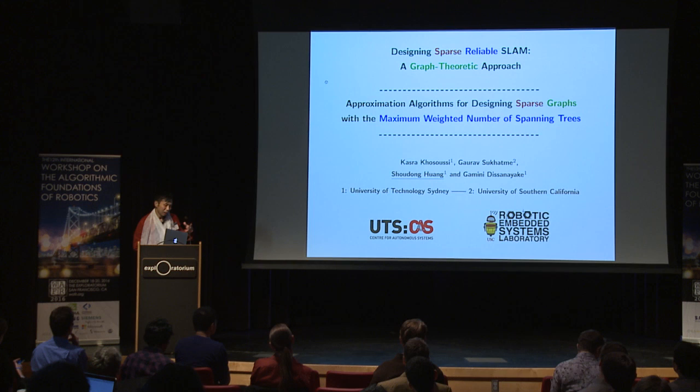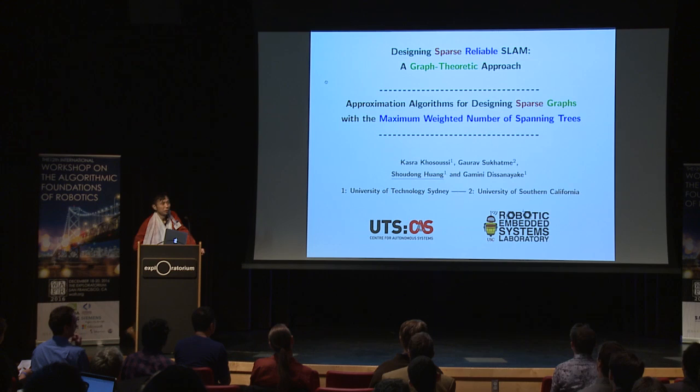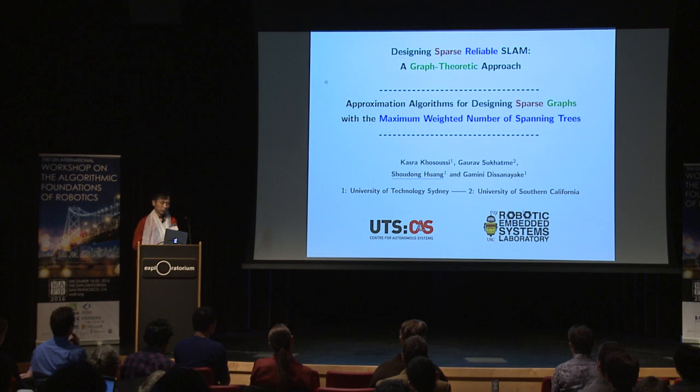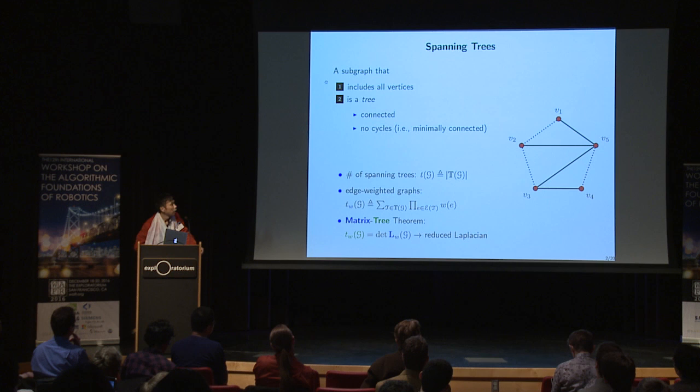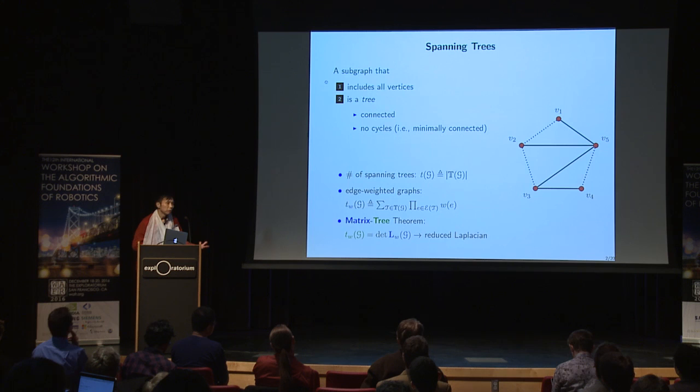So a more detailed topic of this presentation is actually an approximation algorithm for designing sparse graphs with maximum weighted number of spanning trees. So we want to design a sparse graph which has maximum weighted number of spanning trees. First, I briefly introduce what's the meaning of a spanning tree. A spanning tree is actually a subgraph including all the vertices, and it's a tree. For example, in this particular graph, that's one of the spanning trees. So we care about the total number of spanning trees within a particular graph. And sometimes when the edges have weights, we look at the weighted number of spanning trees.